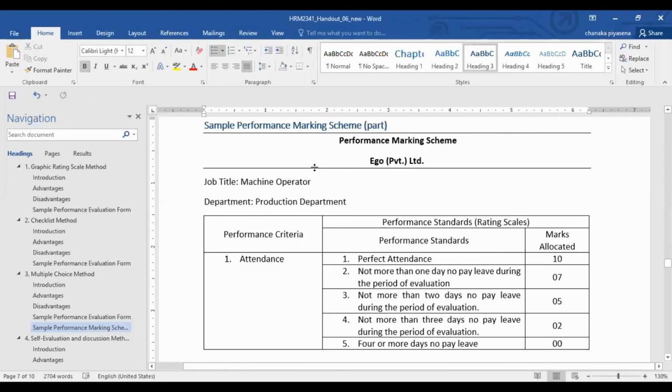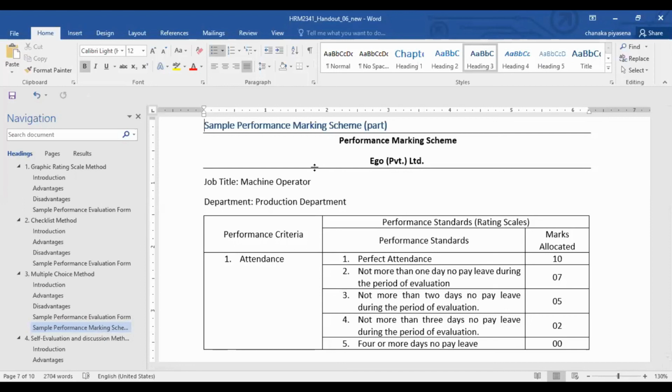This is another difference, we can develop the performance marking scheme. For attendance, there are 5 options. As an example, when we consider the attendance criteria, there are 5 options here. Perfect attendance means 100% attendance. We can allocate 10 marks for that.